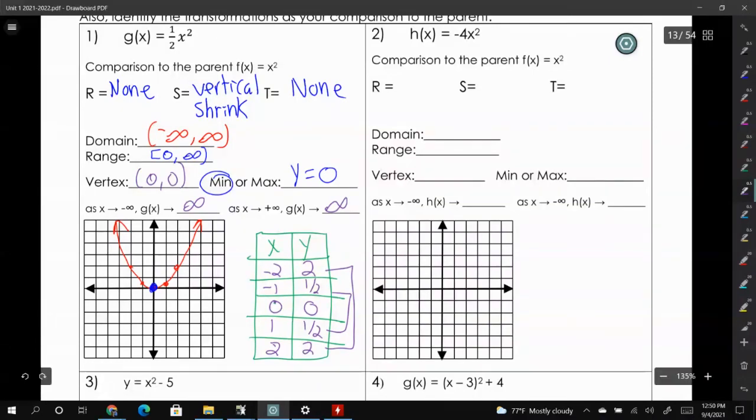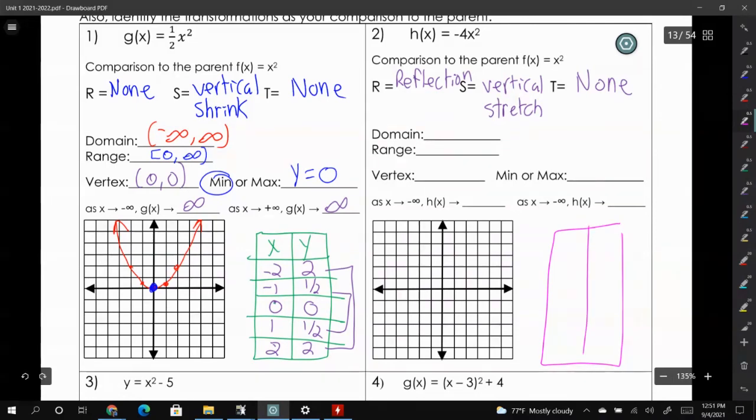Number 2 over here, we do have a reflection because a is negative. Shrink or stretch, we have a vertical stretch. And translation, again, we have no translation. Our table over here. And our vertex, as we have no translation, is still 0, 0.